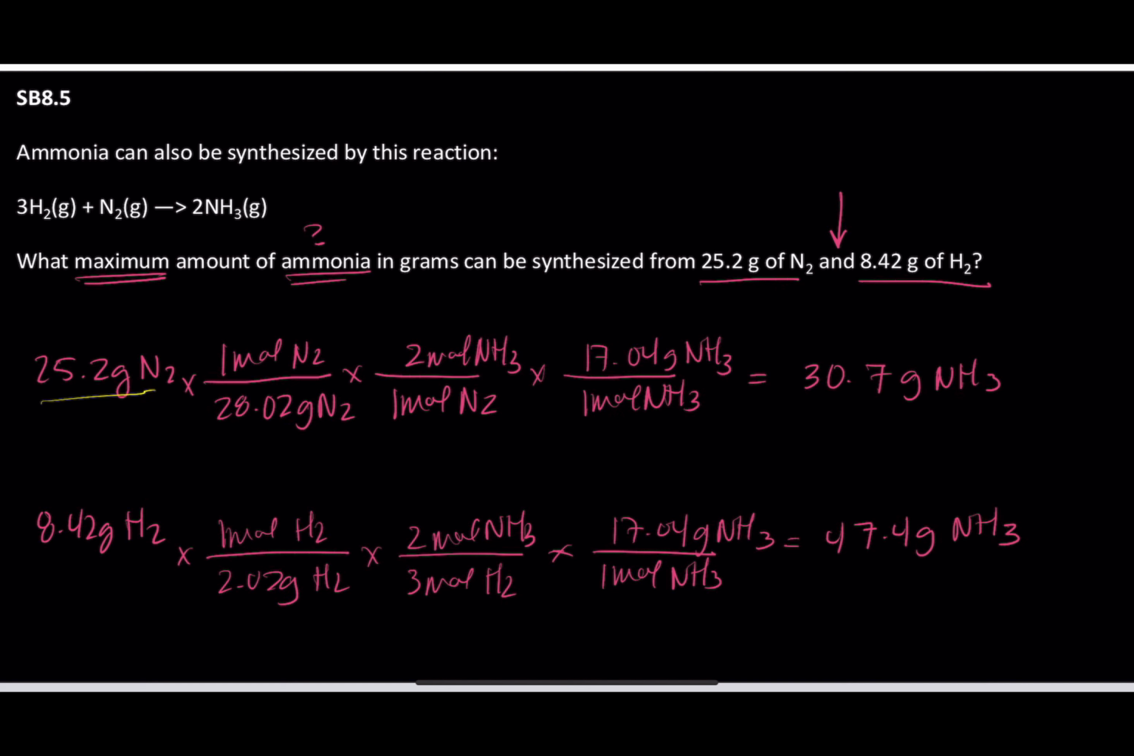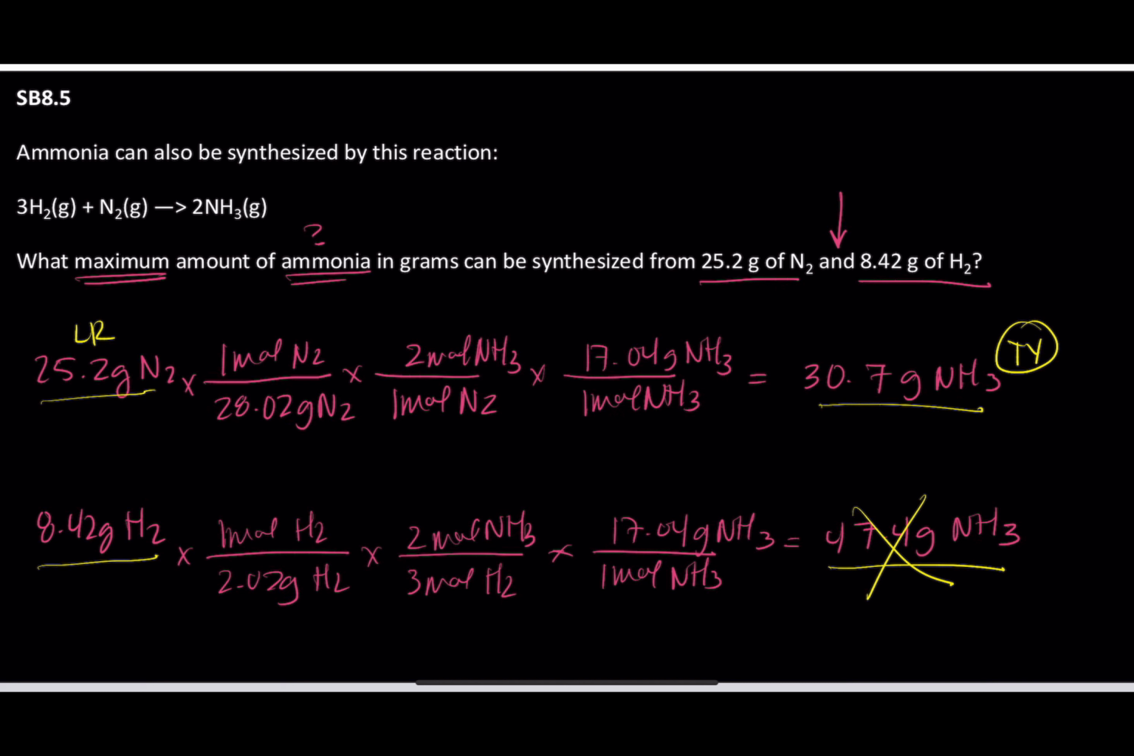This says that 25 grams of nitrogen could produce 30.7 grams of ammonia, while 8.42 grams of hydrogen could produce 47.4 grams of ammonia. What is the amount that we can produce? Correct. This is our theoretical yield. This is our limiting reactant. This is not real, meaning that once we hit 30.7 grams of ammonia, we will have completely consumed our nitrogen and the reaction will stop. We don't have any more nitrogen. We can't make any more product.